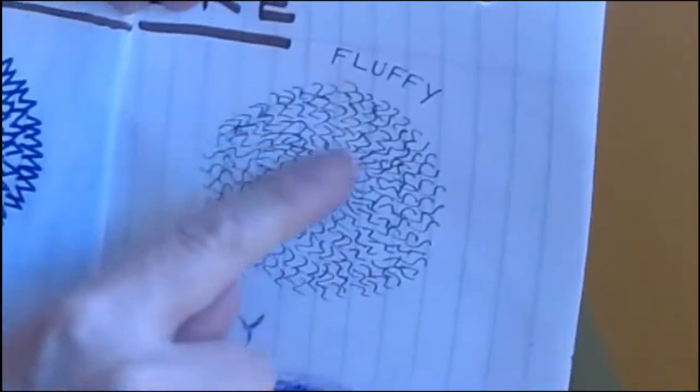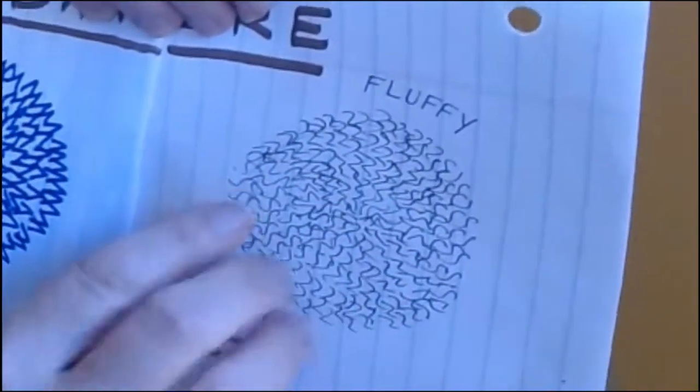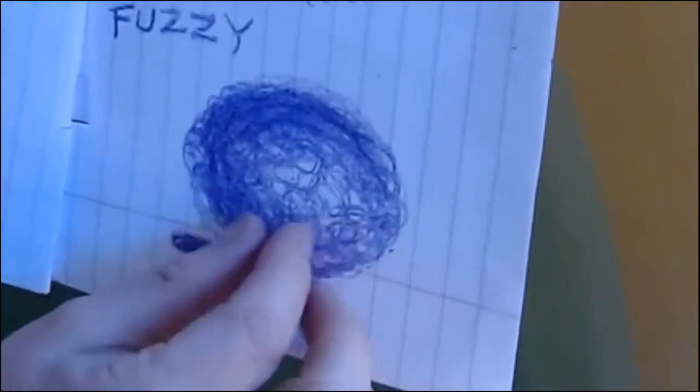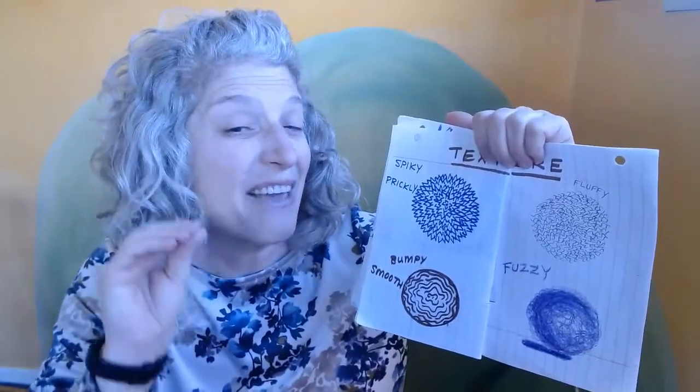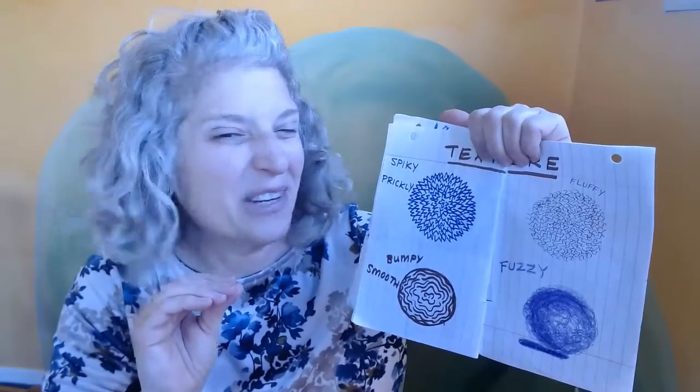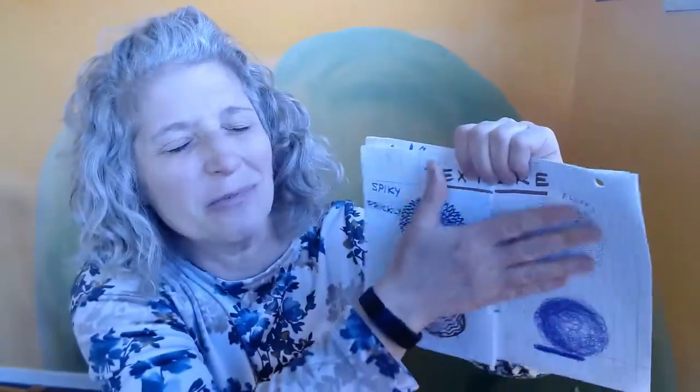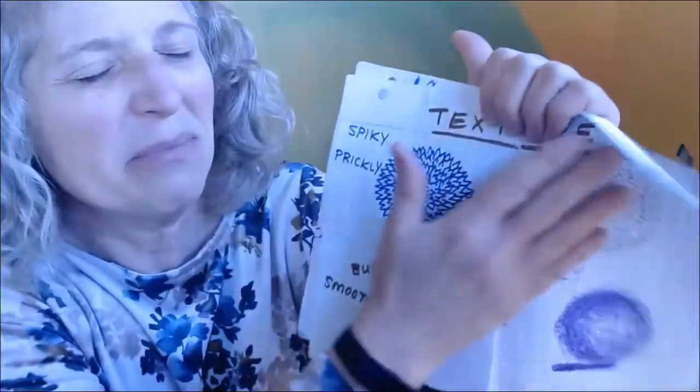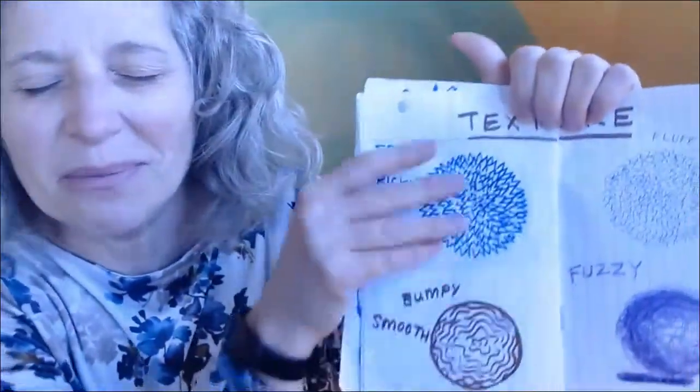This one might look kind of fluffy or maybe even wiry. And this one maybe looks squishy or fuzzy. They all look like they feel different, but they don't really feel different. If I close my eyes, pretty much all feel like just a piece of paper. Let's go outside and find some different textures.